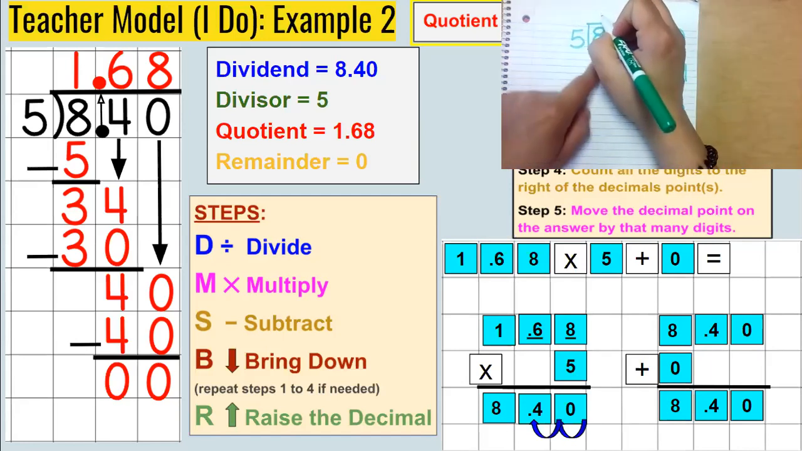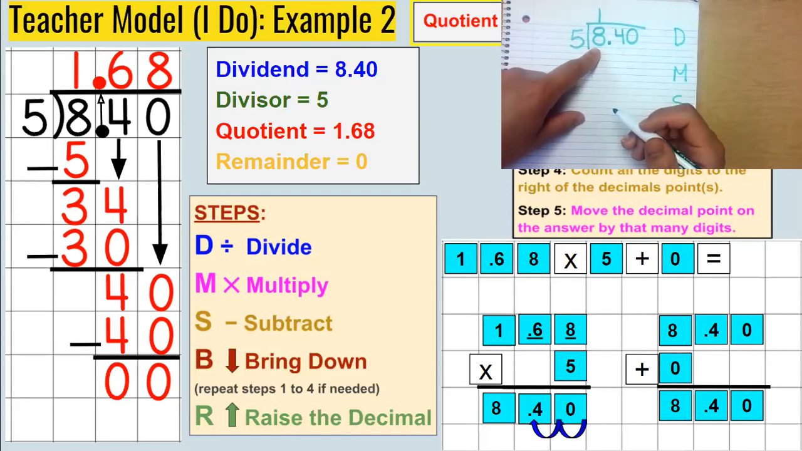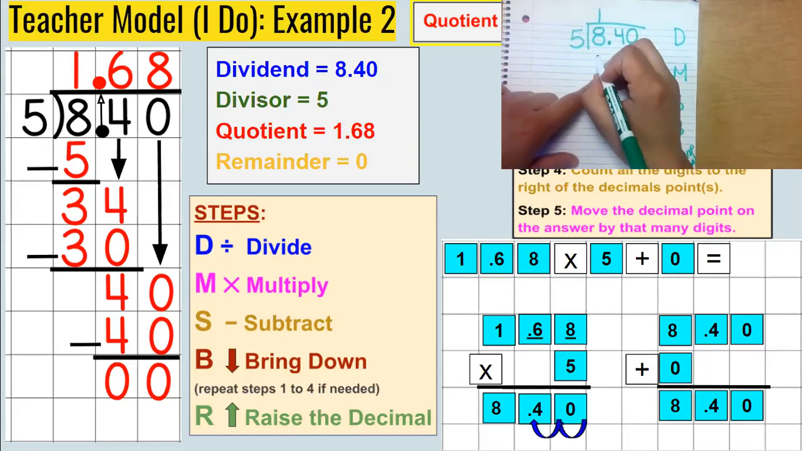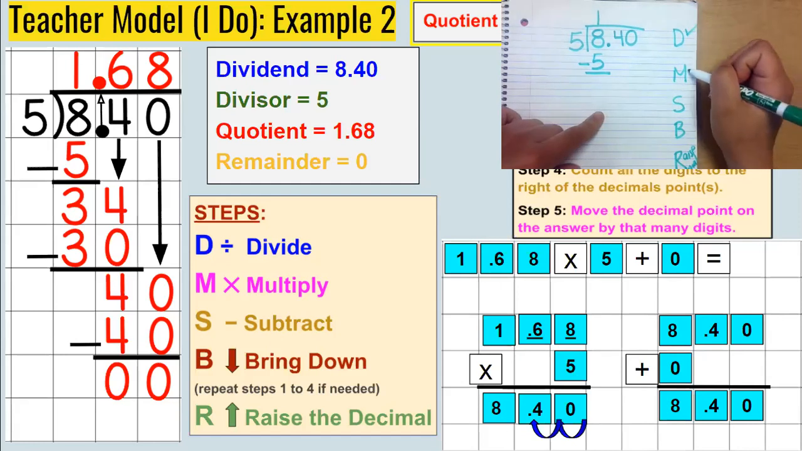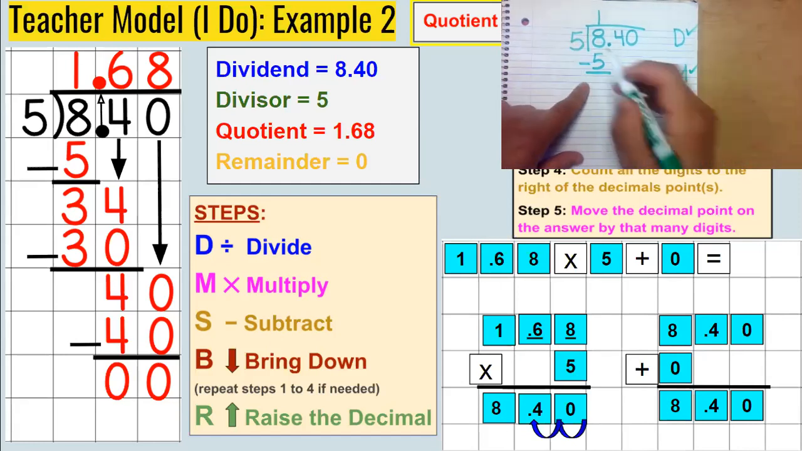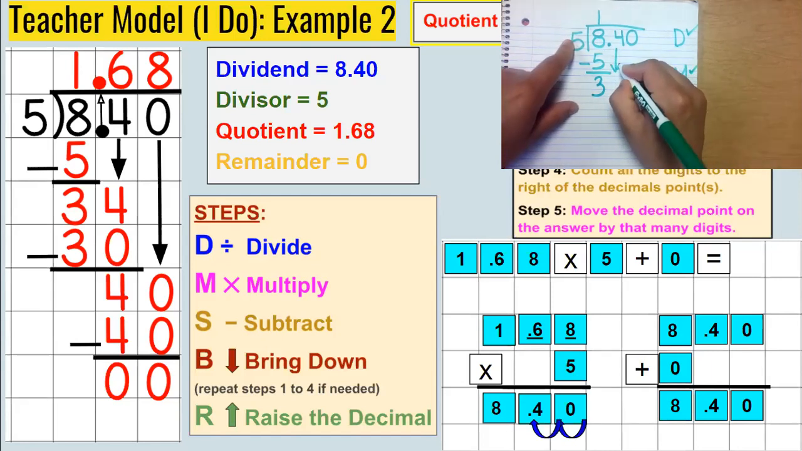So 1 times 5 is going to equal 8 or less. So 1 times 5 is 5. And I put that number under here. And I subtract. I divide and multiply. I'm going to subtract: 8 minus 5 is 3. 5 does not go into 3. So I want to bring down the 4.